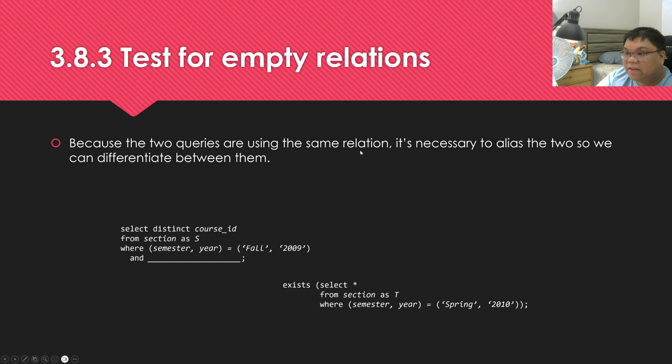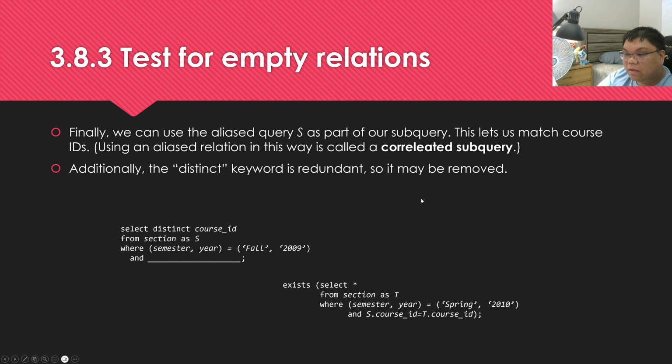Because the two queries are using the same relation, it's necessary to alias the two so we can differentiate between them. So, select such and such from section S. This is our outer query, and then our subquery, select such and such from section T, where semester year equals spring 2010. Finally, we can use the alias S as part of our subquery. This lets us match course IDs.